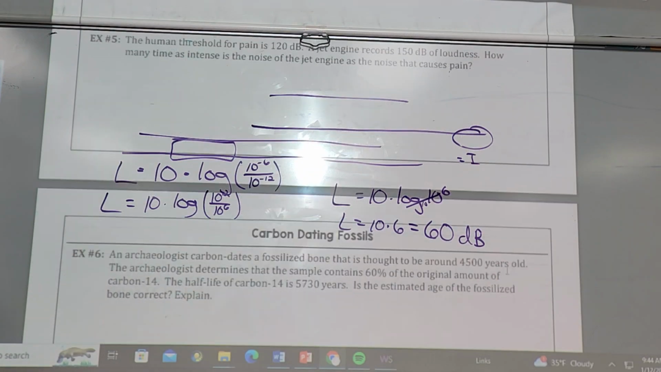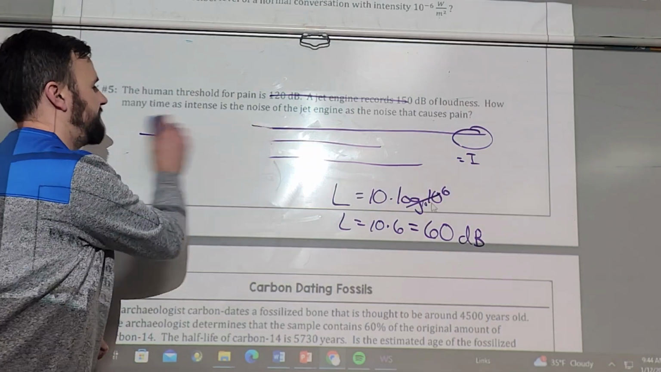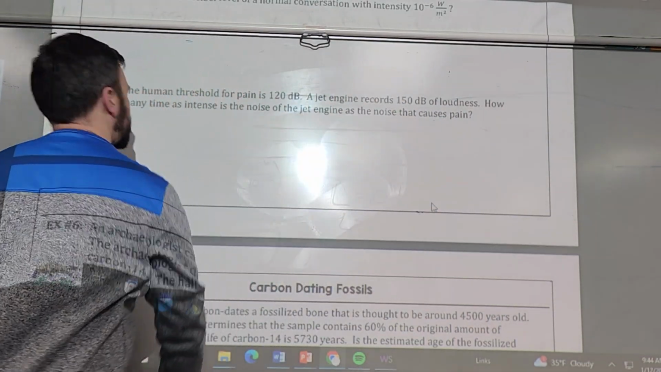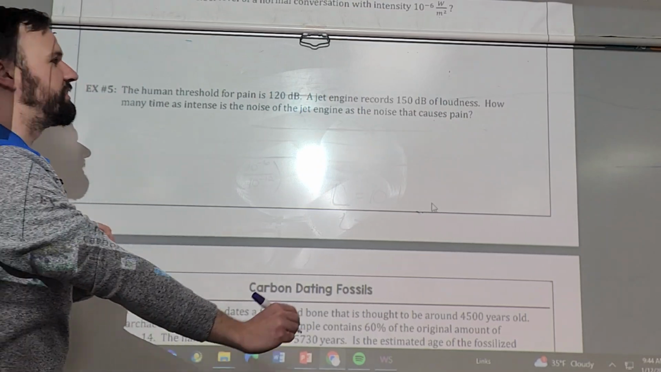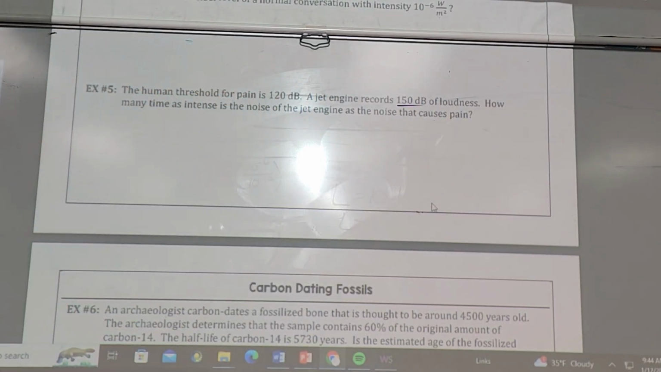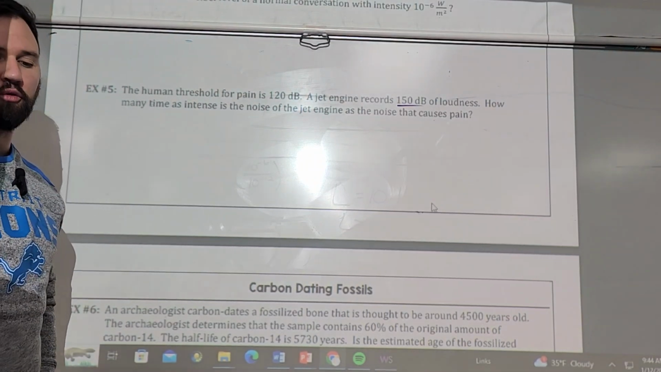All right, let's do this one. Anything above 120 decibels will cause ear pain. A jet engine has 150 decibels. How many times more intense is it than 120?